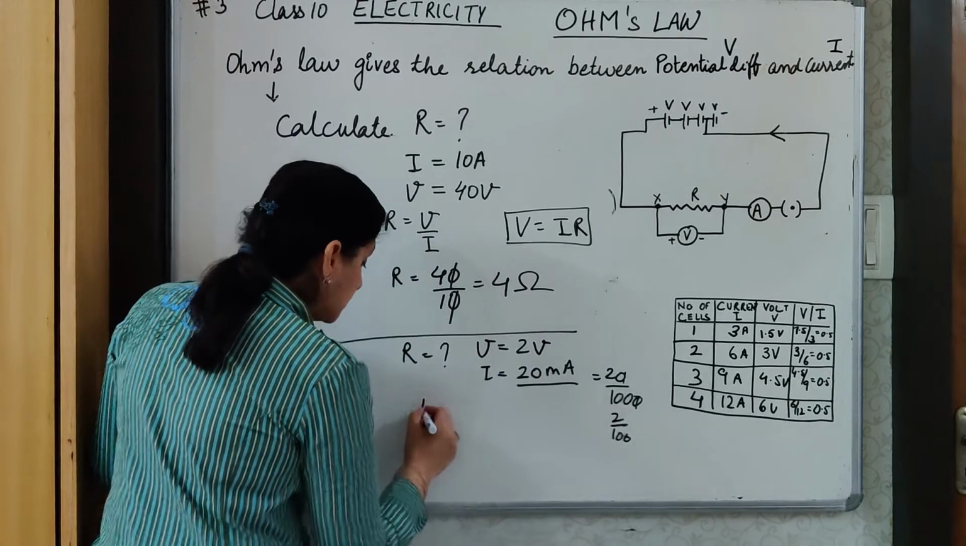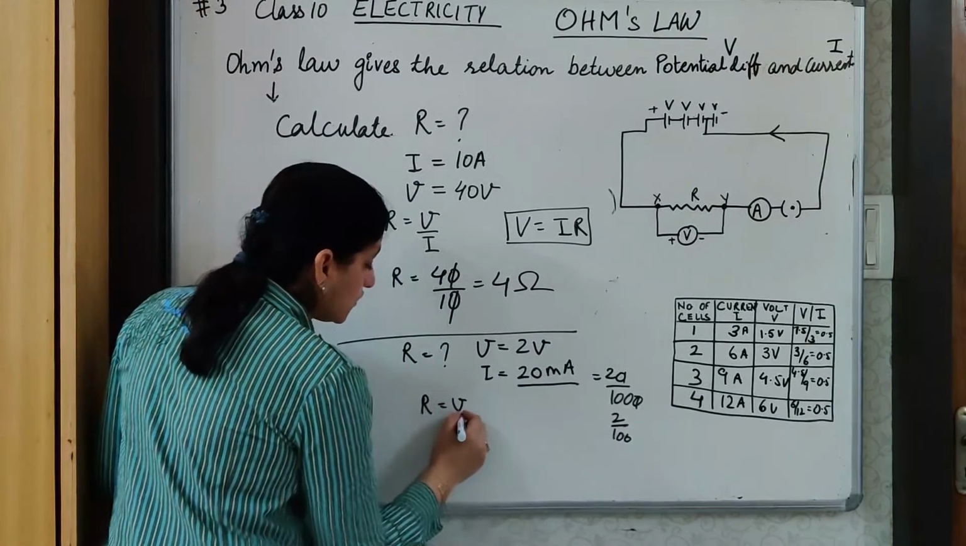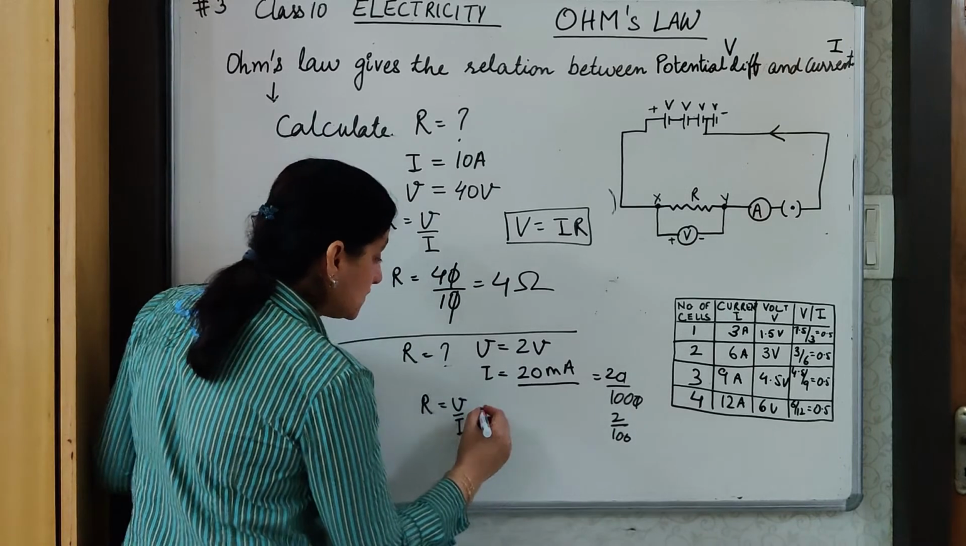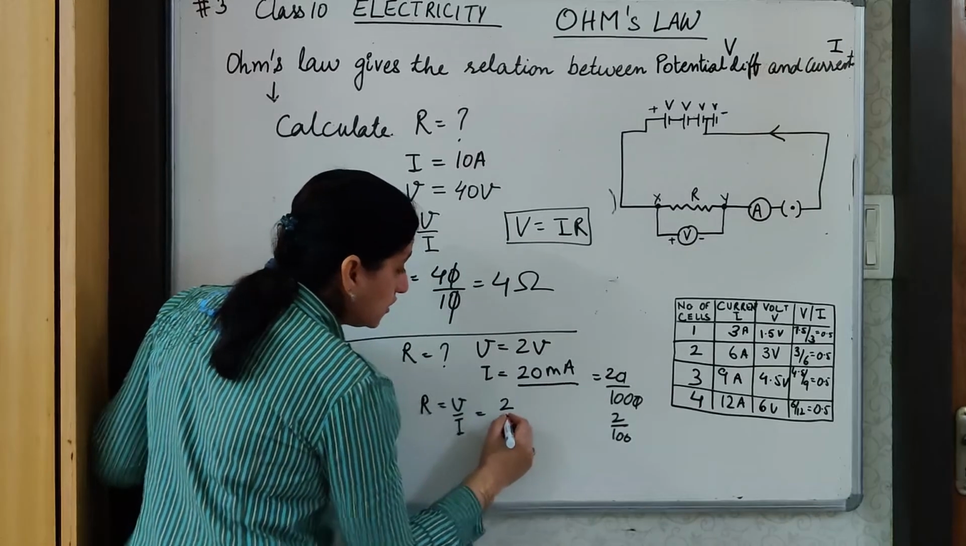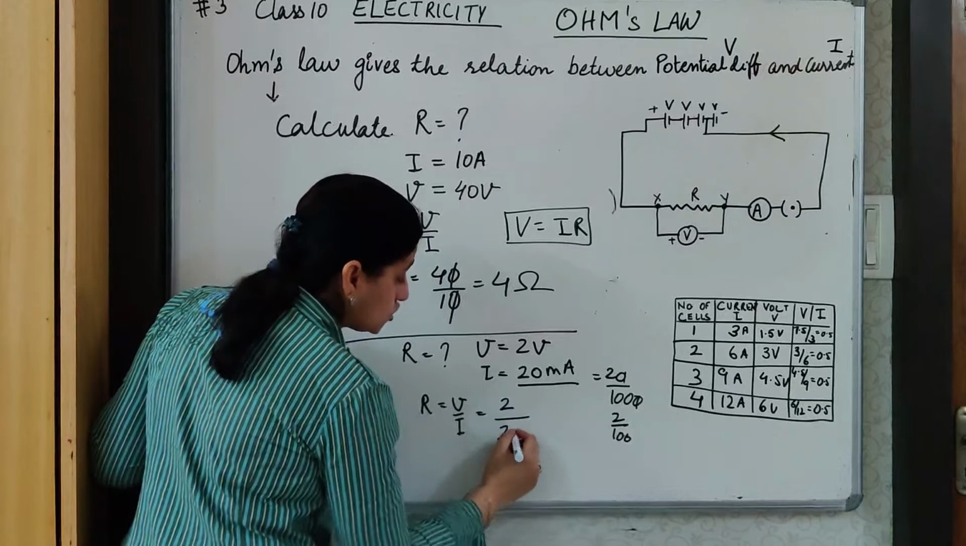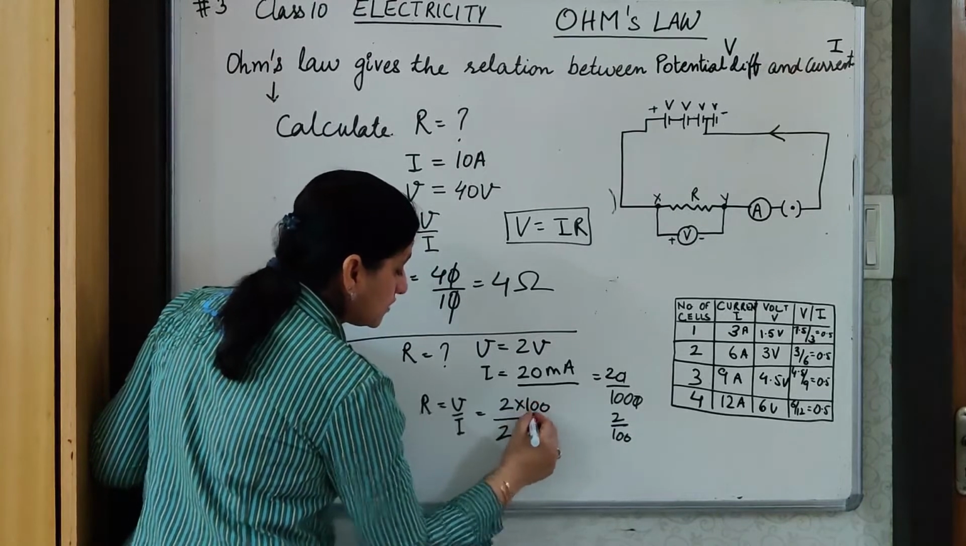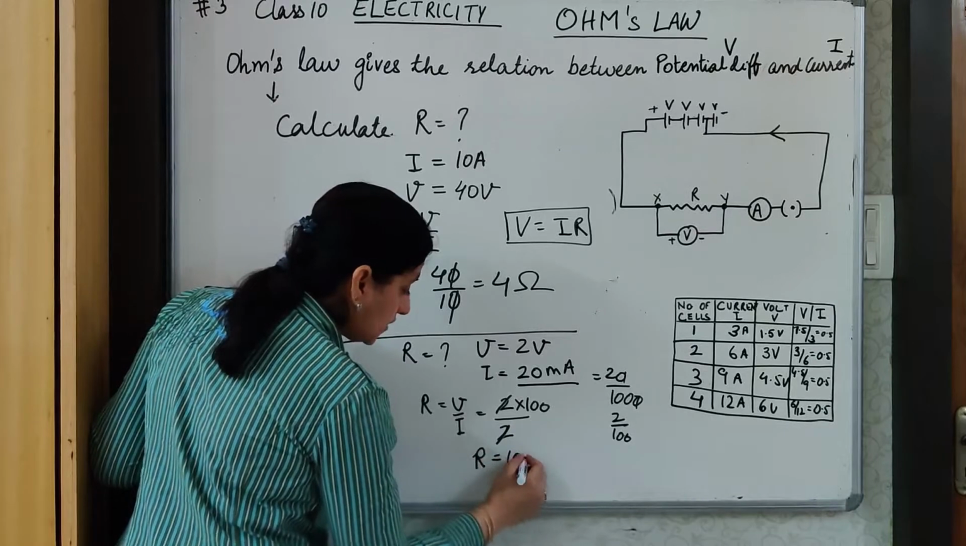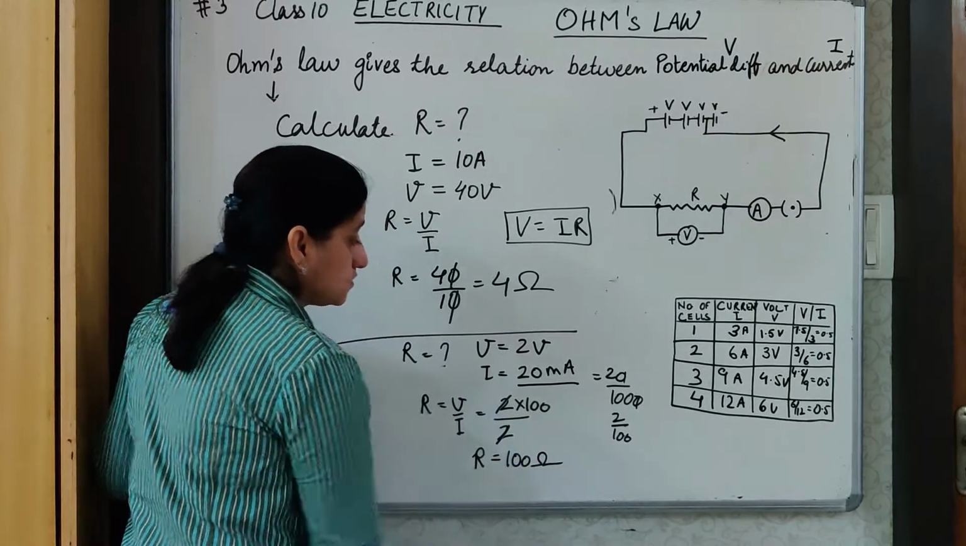Now, we have to find the resistance. R is equal to V upon I. As I have already told you, mentioning the formula is also essential. So, the value of V is 2 and I is 2 upon 100. So, here the resistance is 100 ohms.